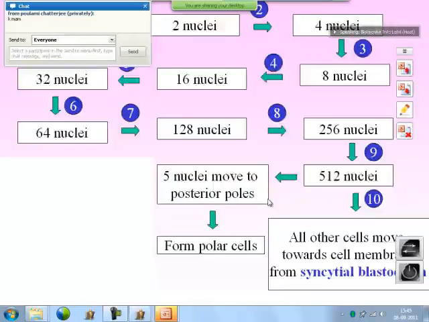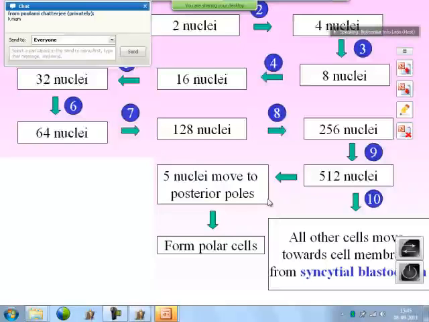Now, once the 1014 nuclei have migrated towards the cell membrane, that will form a kind of embryo which has too many nuclei and no cells, or only 5 or 6 cells. Because till now only 5 cells are formed, and the other nuclei are just as they are. Okay, and that particular embryo is called a syncytial blastoderm.